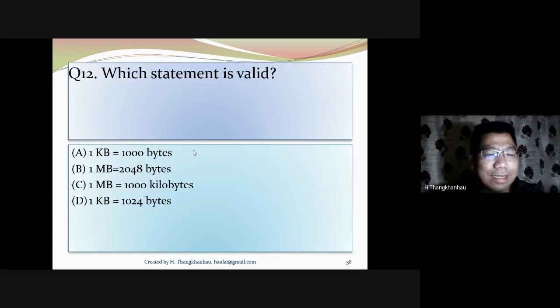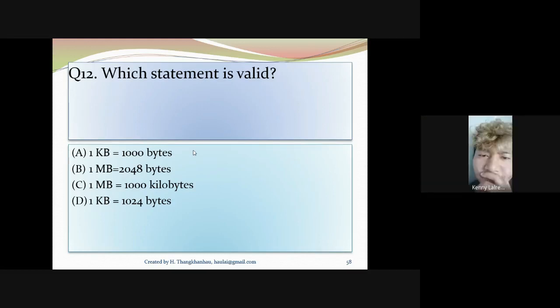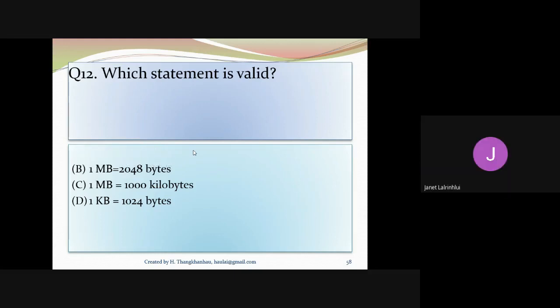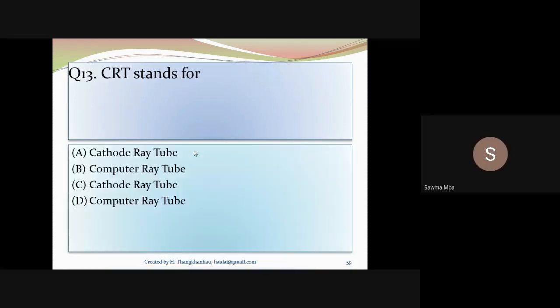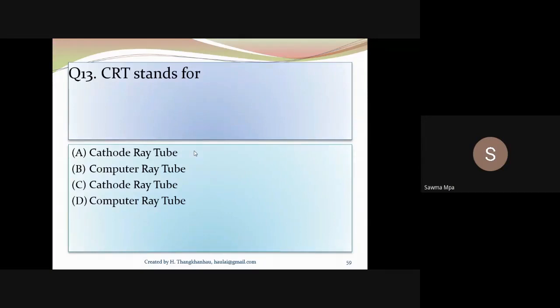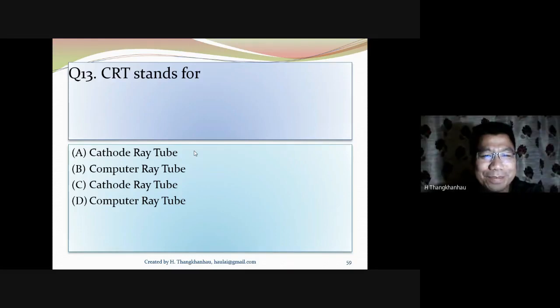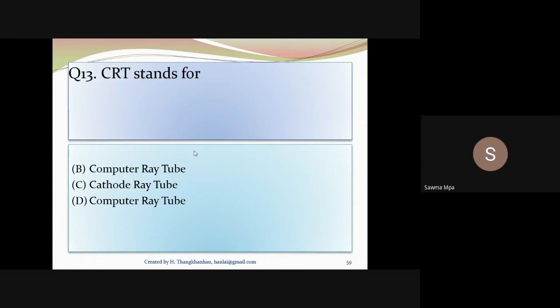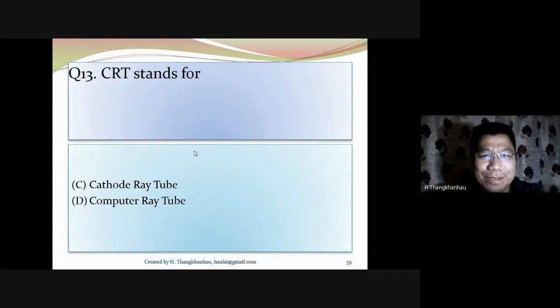Which statement is valid? 1 KB equal to 1000 bytes, 1 MB equal to... Which one is the correct one? Okay, it's D. It stands for... A is correct and C is also correct because it's the same.